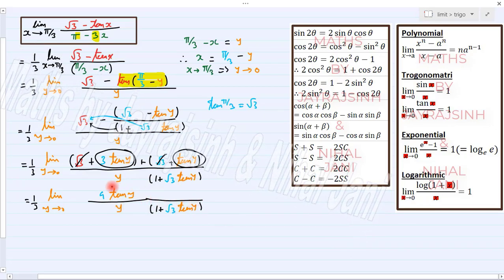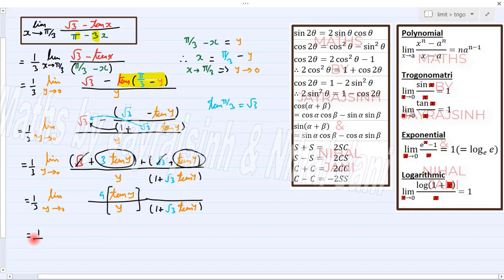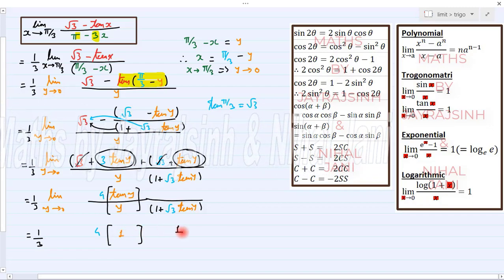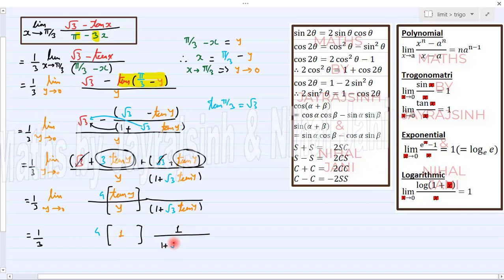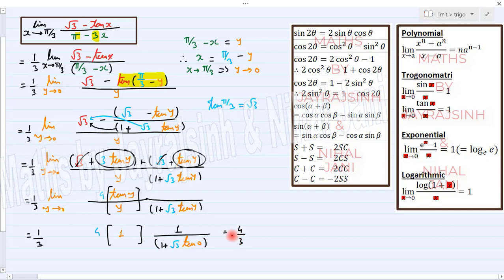So finally we get tan y upon y, which is your standard form. So we are ready to substitute the limit: 4 into tan y by y, which will become 1, and here we'll get 1 upon 1 plus root 3 tan 0, which is 0. So your final answer is 4 by 3. Ta-da!